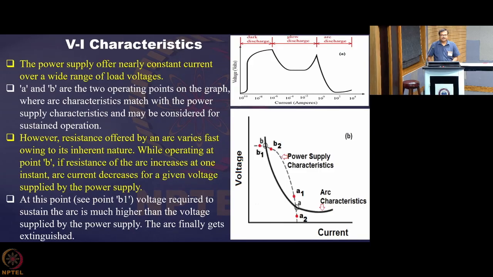So this is the VI characteristic of arcs. Current is constant over a wide range of voltage, and this is the negative VI characteristic, which is the one you are familiar with. Here current is increasing and the voltage is decreasing. The solid line is for the arc characteristics, and this dotted line is for the power supply characteristics.